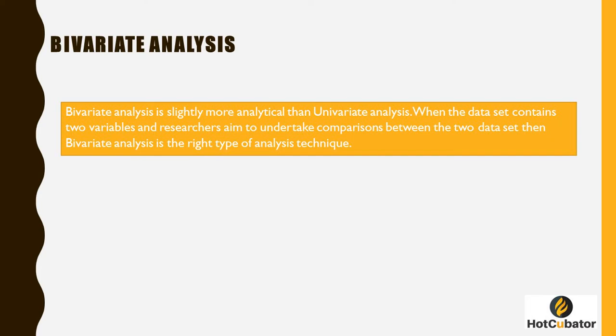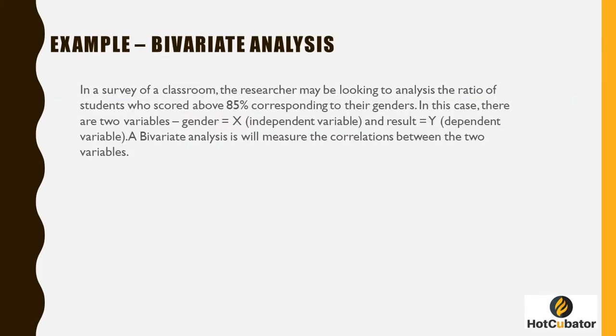Okay, so bivariate analysis is slightly more analytic than univariate analysis. When the dataset contains two variables and the researchers aim to undertake a comparison between the two datasets, then bivariate analysis is the right type of analysis to undertake. For example, in a survey of a classroom, the researcher may be looking to analyze the ratio of students who scored above 85% corresponding to their genders.